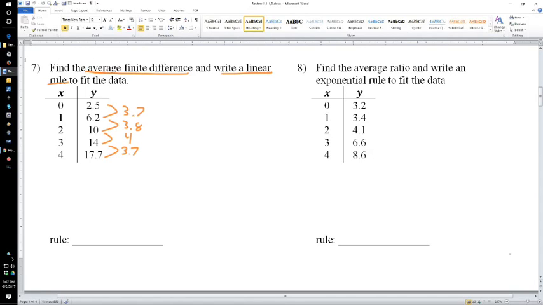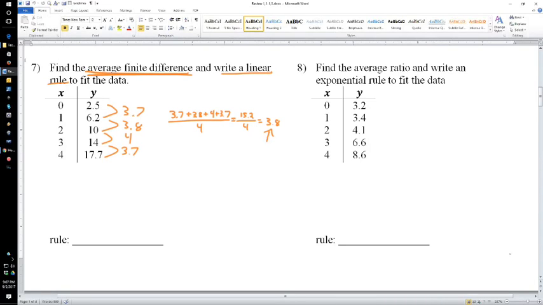So to find the average, remember, we add them all up and divide by how many they are. So 3.7 plus 3.8 plus 4 plus 3.7, and we will divide it by 4 because there are 4 of them: 1, 2, 3, 4. Okay, so 3.7 plus 3.8 plus 4 plus 3.7, we get 15.2, and divide that by 4, we get 3.8. So this is going to be our m value. That's the m value we're going to use.